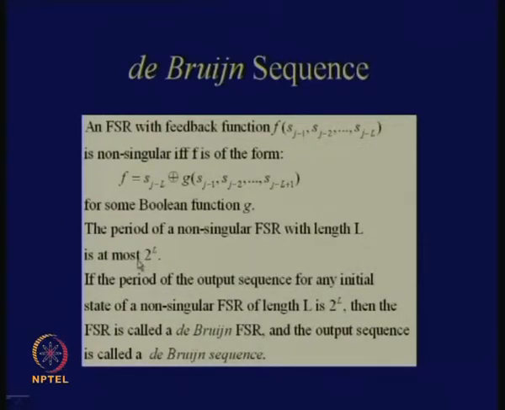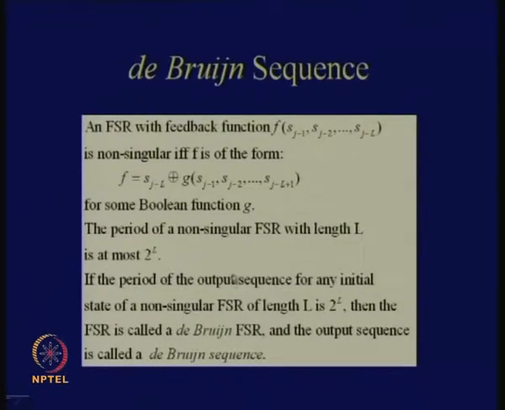Okay. So, that means a de Bruijn generator generates all the possible state values in its cycle. Okay. So, if you compute the cyclic states, then all the possible 2 power L states lie in the cycle. Okay. So, therefore, this is the definition of a de Bruijn FSR, and the sequences which it generates are known as de Bruijn sequences. Okay. So, I think we saw one example of de Bruijn sequences.